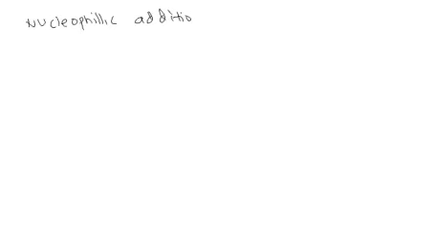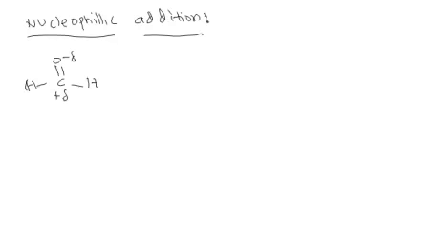So here nucleophile will add. Nucleophile will add means, to which site will it add? Electron deficient site, like here C double bond O. So here carbon will be having slightly positive, oxygen will be having slightly negative. So onto this carbon nucleophile will add.